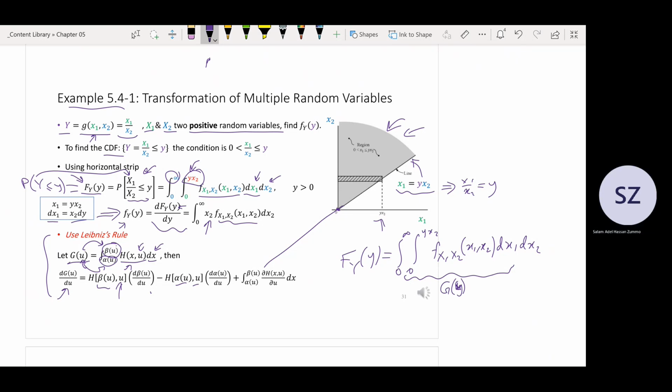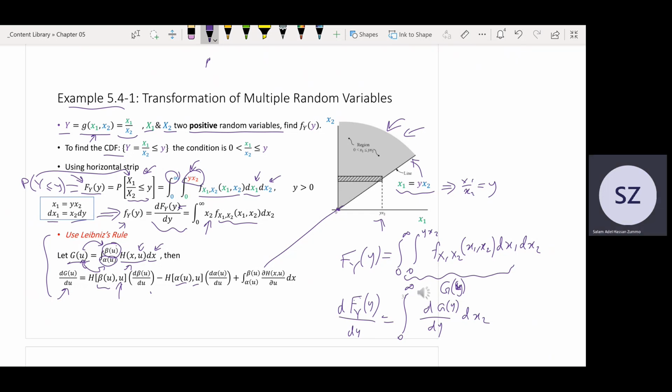Right? Now in order to differentiate g of y, the derivative of g(y) dy will be the same outside integral, from 0 to infinity. However, it will be the derivative of g of y with respect to y, and then dx. So simply we need to find the derivative of this, using this rule.